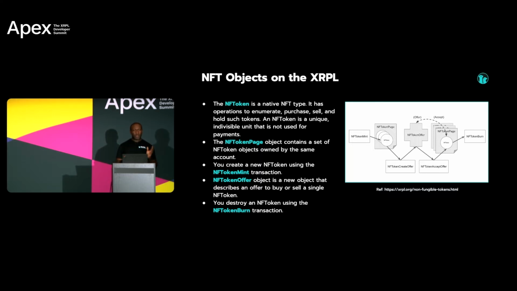Also, we have transactions. You have NFT token mint, NFT token burn, and NFT token create offer. As you may guess, NFT token mint means to create an NFT on the XRPL ledger. NFT token burn is to remove an NFT from the ledger. And NFT token create offer is to create an offer for an underlying NFT token. So that's NFT data structures on the XRPL. You can find out more information about it on xrpl.org.